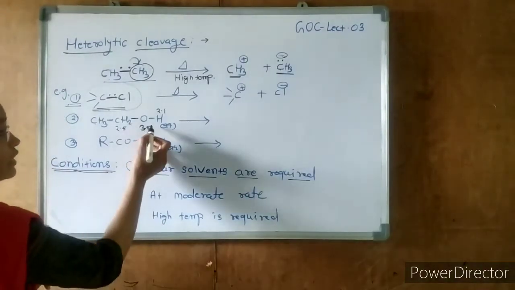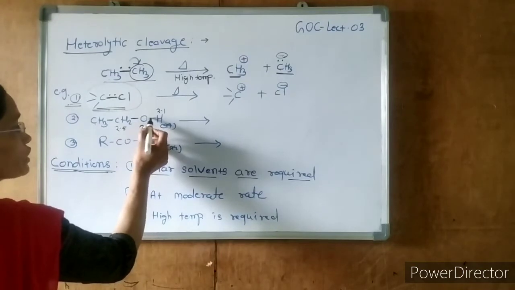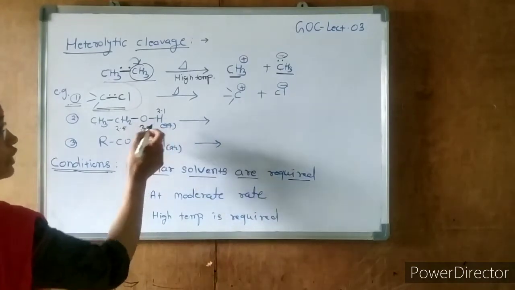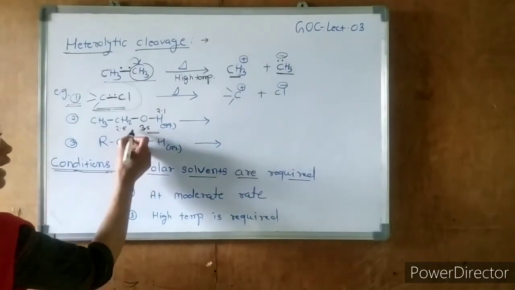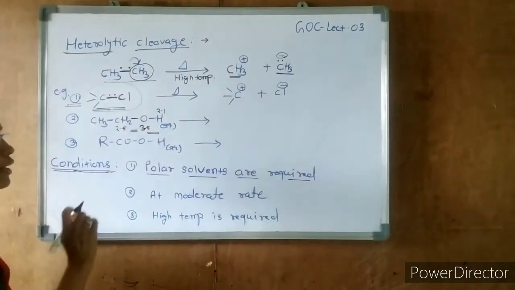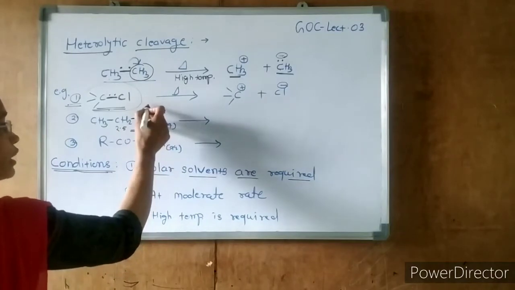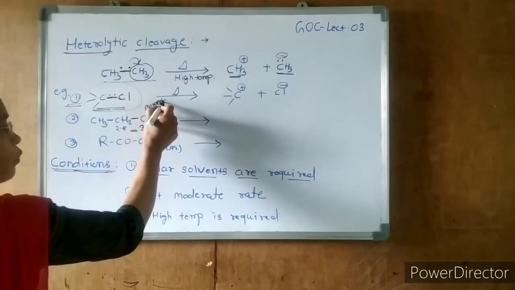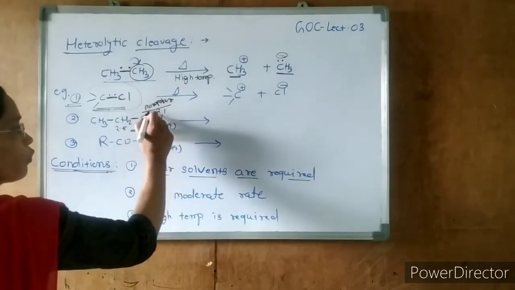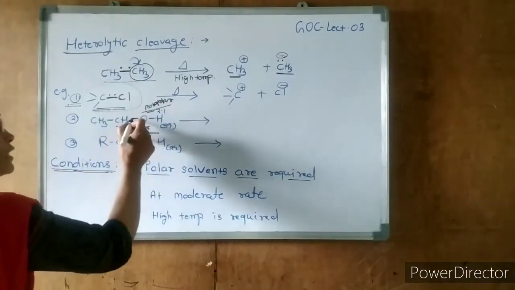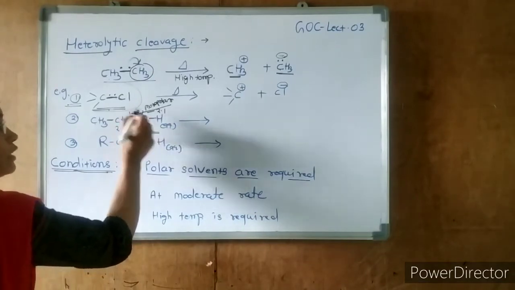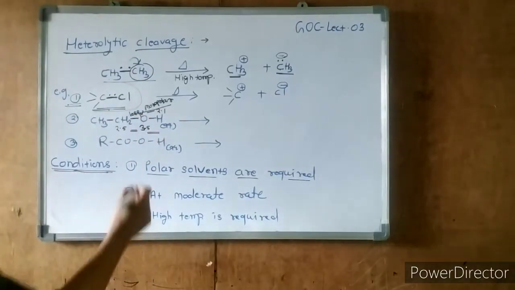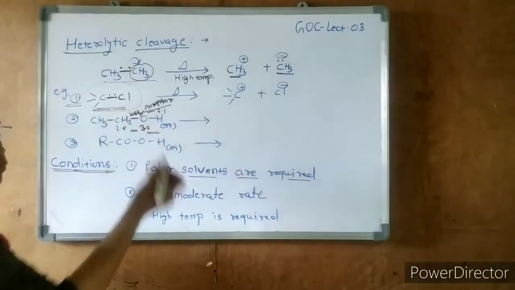So here there is a difference in electronegativity between the oxygen and hydrogen, a greater electronegativity difference as compared to this bond. So this bond becomes more polar. Which bond? The OH bond is the more polar bond, and the CO bond is the less polar bond.